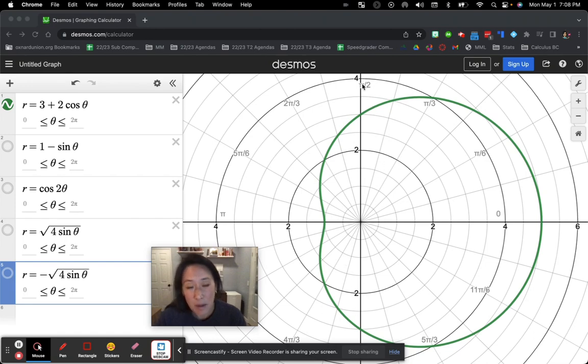y, it's about the y-axis on a coordinate plane, but in a polar graph, it would be about the line theta is equal to pi over 2. Okay, so the vertical axis. And the horizontal axis would be the polar axis. Okay, so here we go.